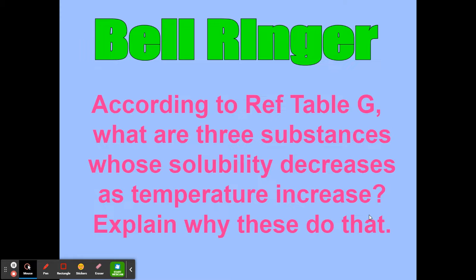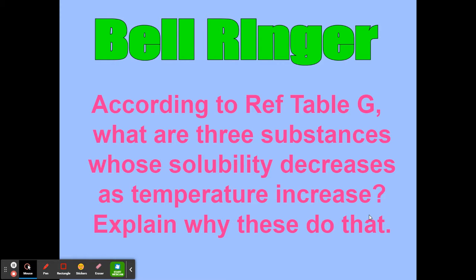So first things first is our bell ringer. It says, according to reference table G, what are three substances whose solubility decreases as temperature increases? And then explain why they do that. Okay.